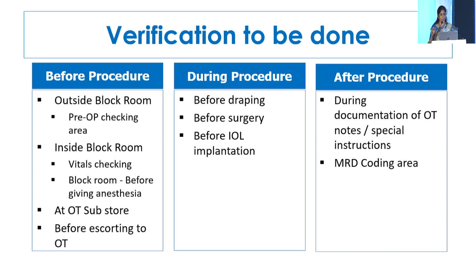Again, while in the block room, after checking your vitals, before giving anesthesia, at the OT substore where the IOL is received to ensure it is matching, and before escorting to OT, because even at the station when the IOL is received, we realize sometimes the case sheets can switch. Before the procedure, before you give your block, before you drape, and the surgery, and again once more before the lens implantation, because we've also had situations where the IOL might have dropped, and while trying to pick it up, you might have picked up a different lens, put it in a different box, and that could also be a mistake. And finally, once the procedure is over, the documentation also has to be correct to ensure the patient has the appropriate post-operative care.